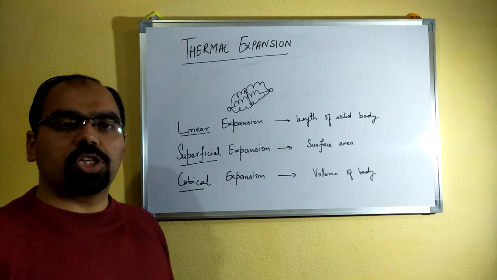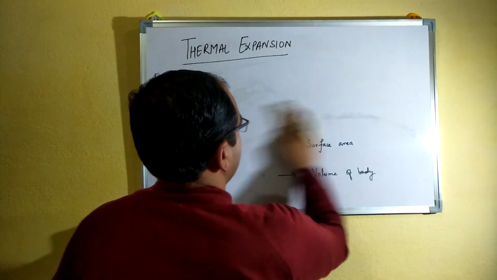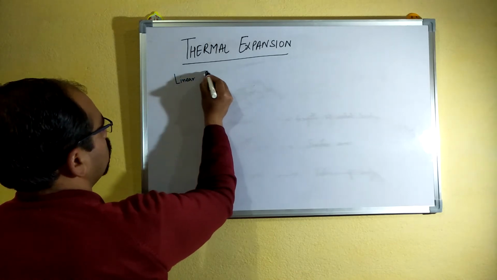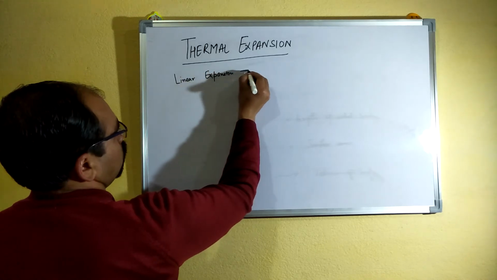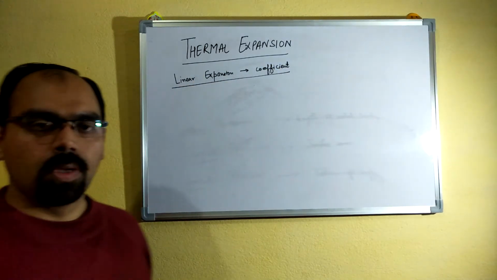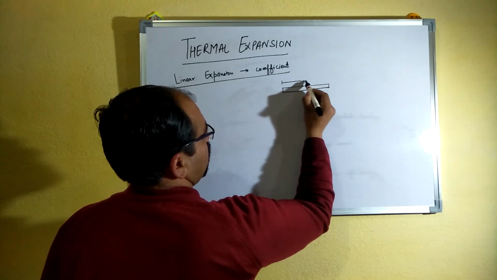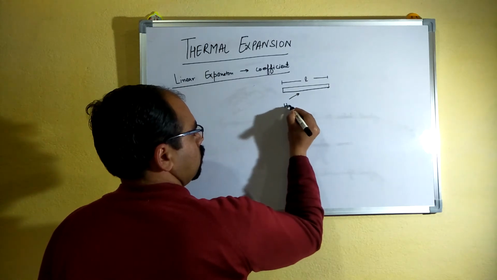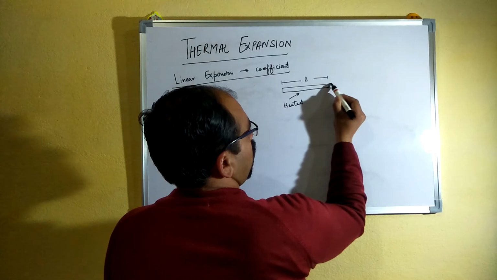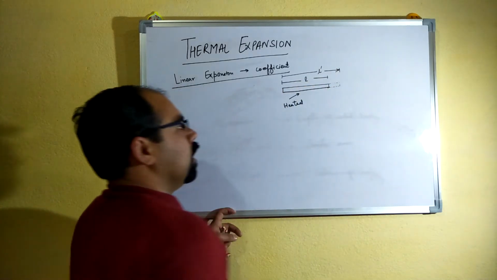Firstly, we are going to have the coefficient of linear expansion. When heat is provided to a body, suppose we have a body whose original length is L. It is provided heat, the body is heated. Due to the change in its interatomic distances, this body is going to acquire a new length, which is now more than the previous one, and its new length is going to be L dash.